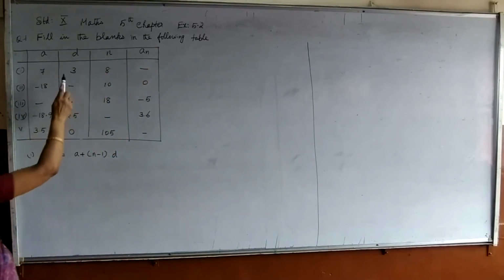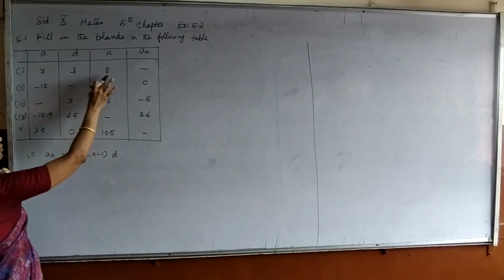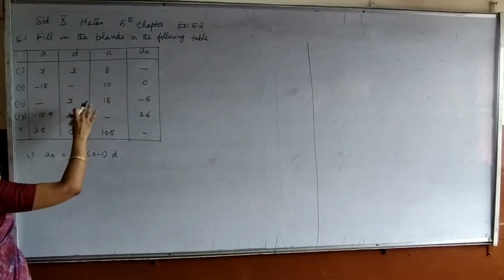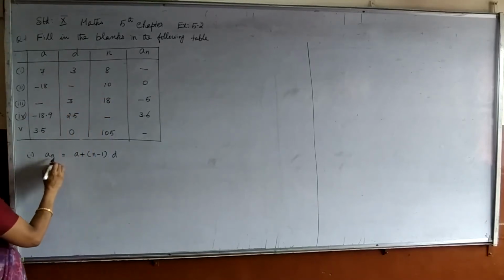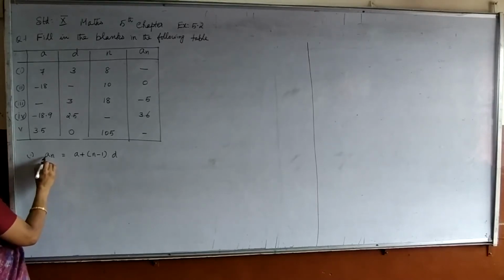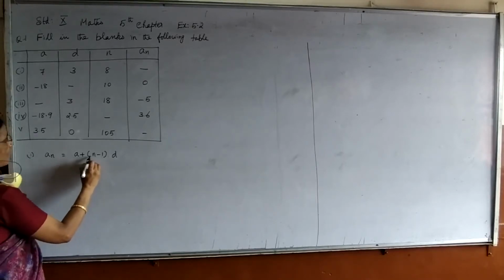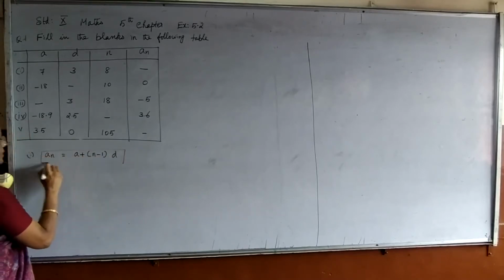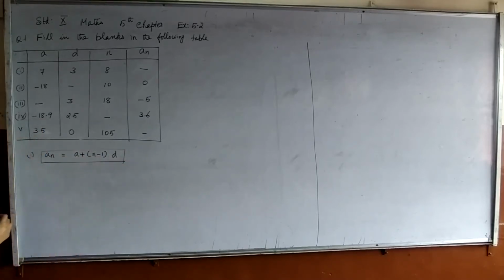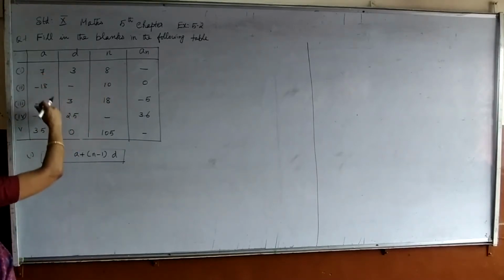So out of the 4, 3 are given. The question is to find out the fourth one which is missing in the table. This An, we had studied in the previous session, the nth term of any sequence is calculated using the formula A plus n minus 1 into D. Using this we are going to find out the missing term in each and every subdivision.